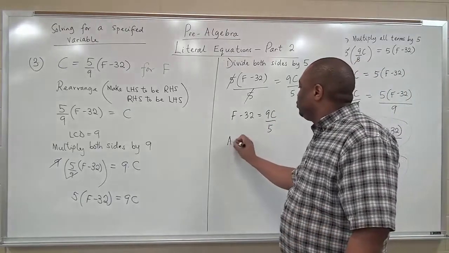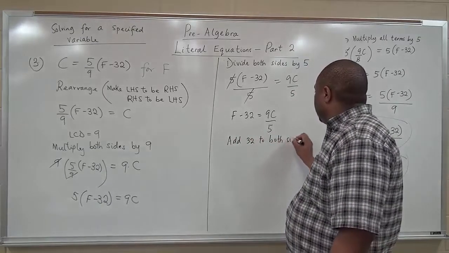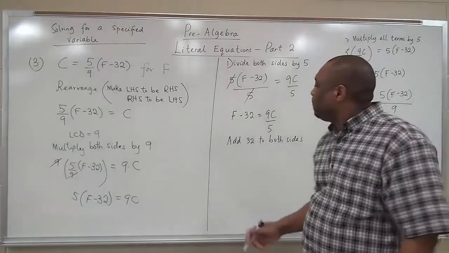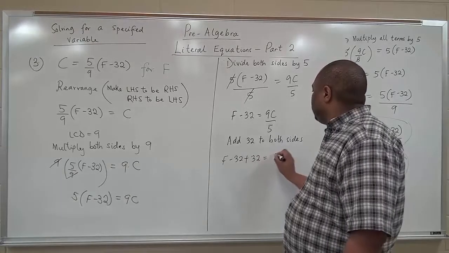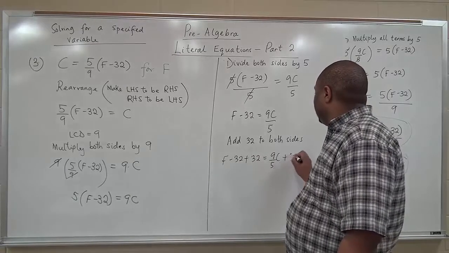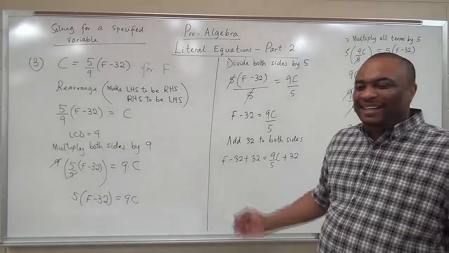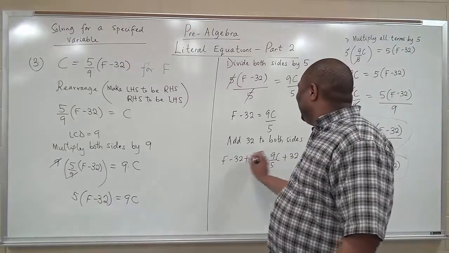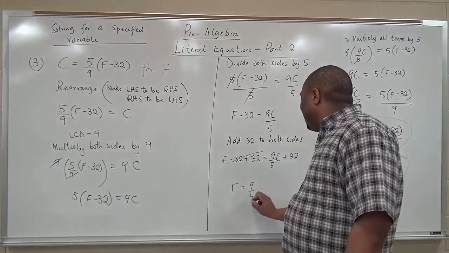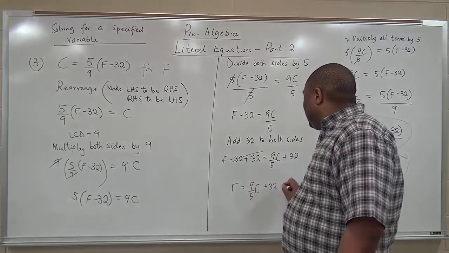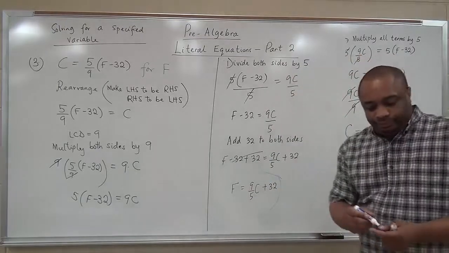So you now add 32 to both sides. And when you do that, of course, you have f minus 32 plus 32 equal to 9 over 5 times c plus 32. You don't need to write all this, but I just decided to write this. So minus 32 plus 32 is 0. So f will now be 9 over 5 times c plus 32. Back to what we got before.